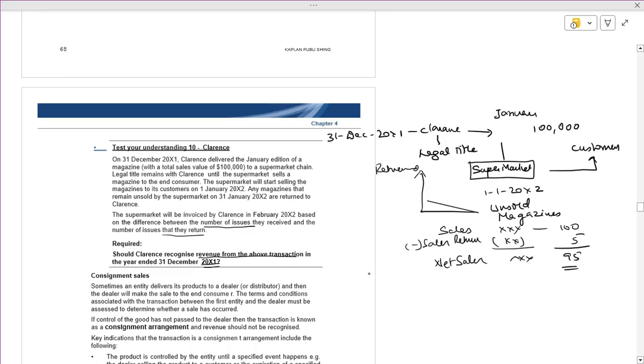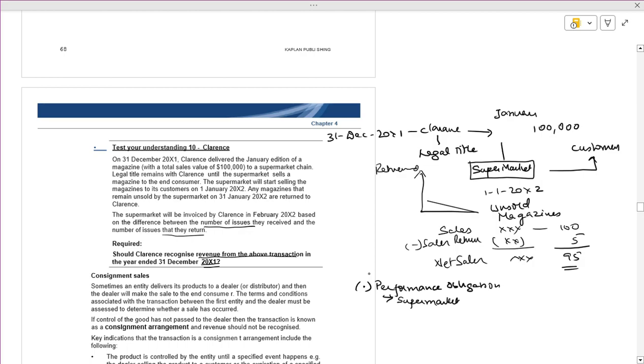Now, what are the conditions? See, here what happens, the performance obligation. The entire thing depends on the performance obligation. The performance obligation is that the supermarket does not simultaneously receive and benefit from the asset. Supermarket is not receiving.